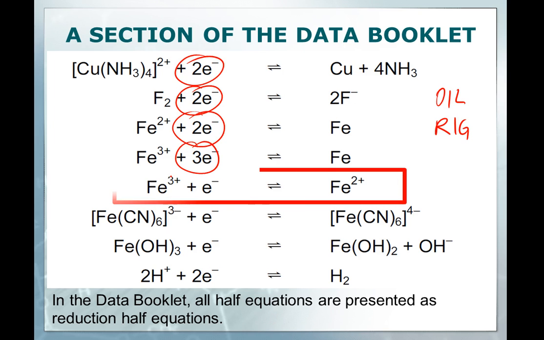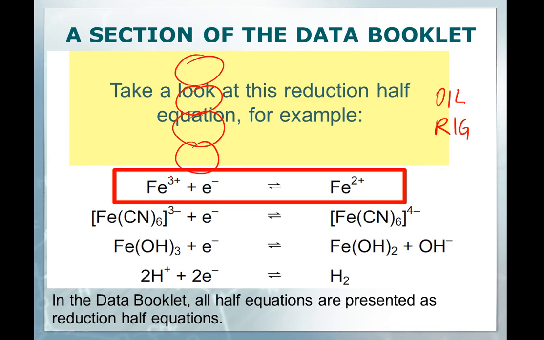Now let's just look at one particular equation here. Let's take a look at this reduction half equation. Just give me a minute to erase these. Now, if you look at this reduction half equation, you can see that iron 3 plus gains electrons to form iron 2 plus. This is a reduction half equation.